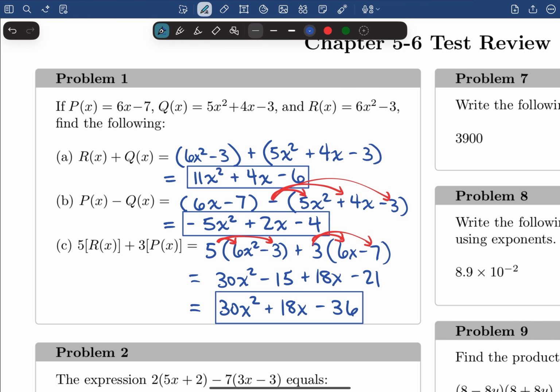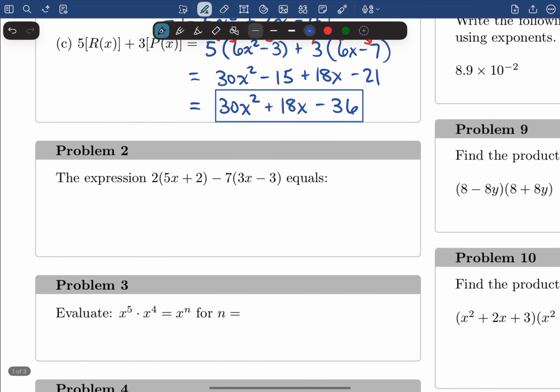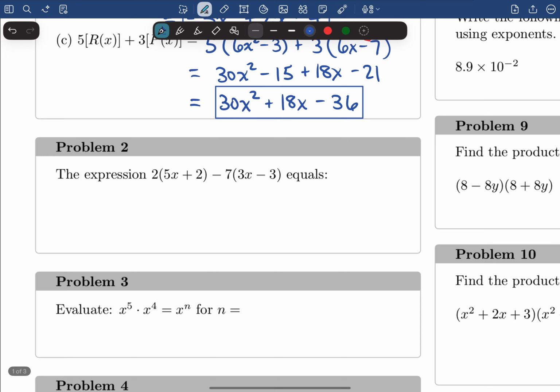Great. That was problem 1. Let's move on to problem 2. And it asked me to simplify this expression. The expression 2 times 5x plus 2 minus 7 times 3x minus 3 equals what? Well, let's go ahead and distribute this 2 and distribute the negative 7 into both of these terms. And so this will equal 2 times 5x, which is 10x, and 2 times 2, which is positive 4, and negative 7 times 3x, which is negative 21x, and negative 7 times negative 3, which is positive 21.